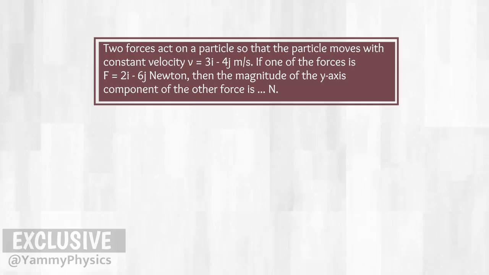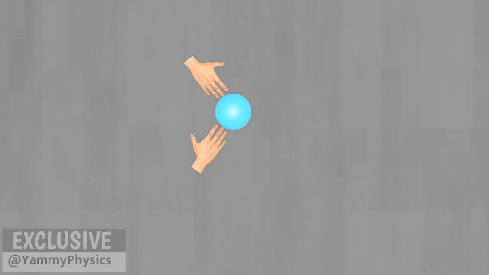What can be described from this question? We have a particle. The particle is a substance that has no size. This ball shape is just an illustration so that the particle can be seen on the screen. Two forces act on the particle. The particle finally moves at a constant speed.